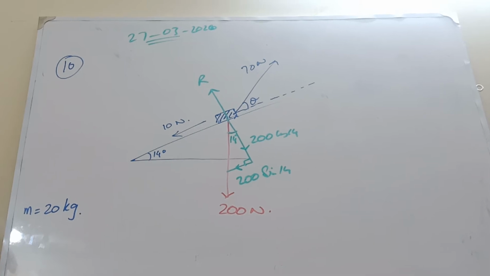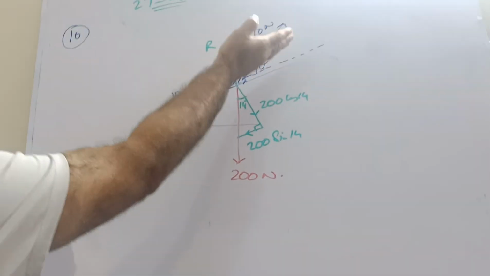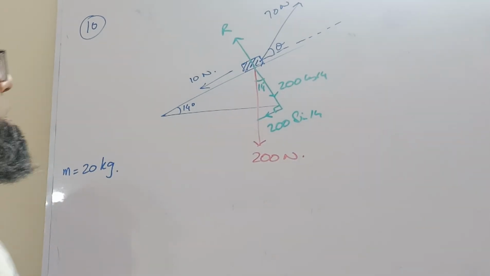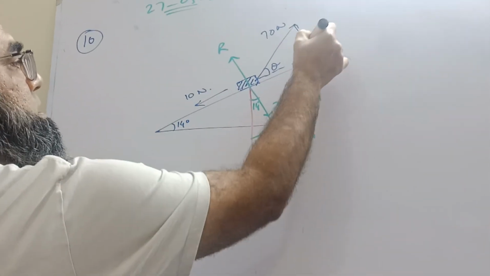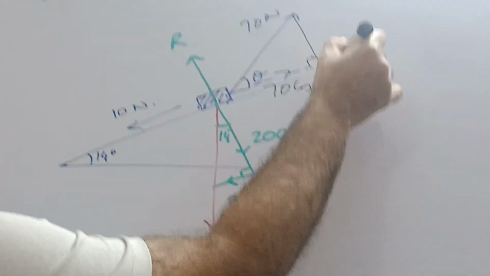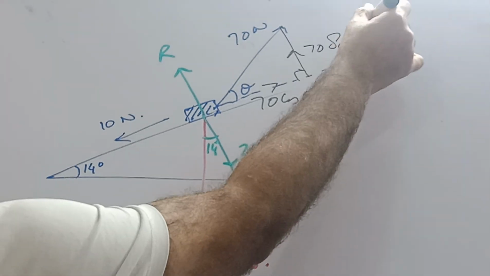Okay, so we have resolved this weight. And now she is pulling this upward with a force of 70 newtons, which is further inclined from this inclined surface at theta. So we need to resolve this as well. So when I resolve this, I get 70 cos theta, and this one is 70 sin theta.